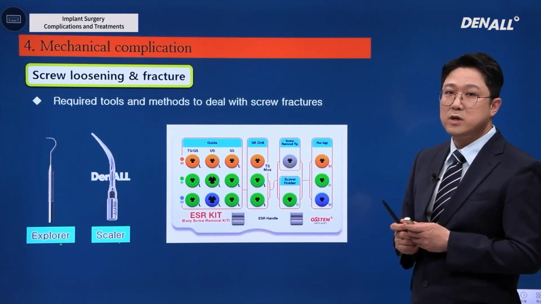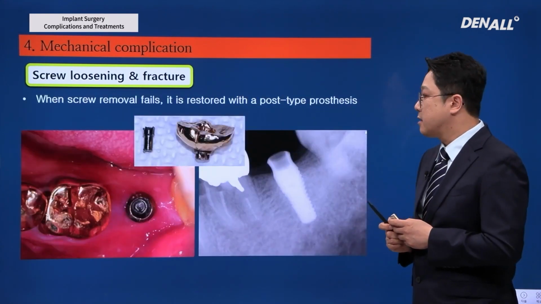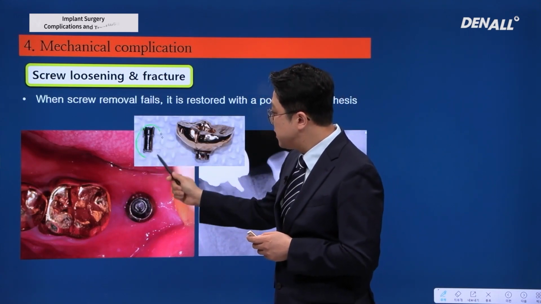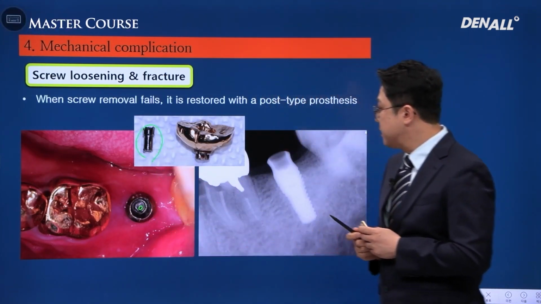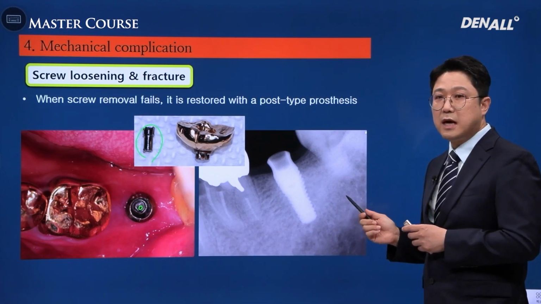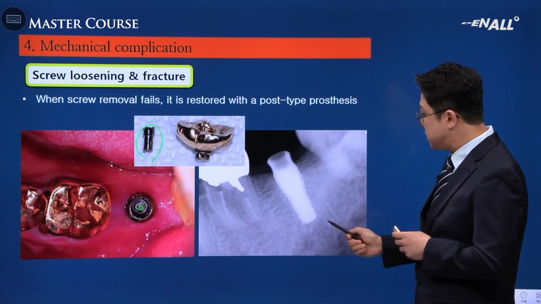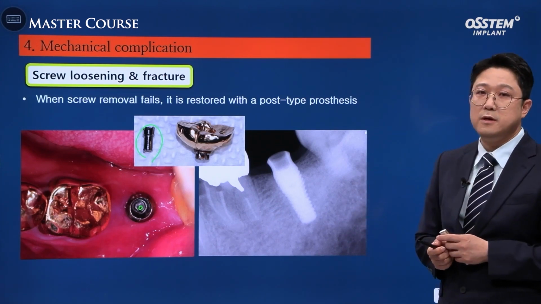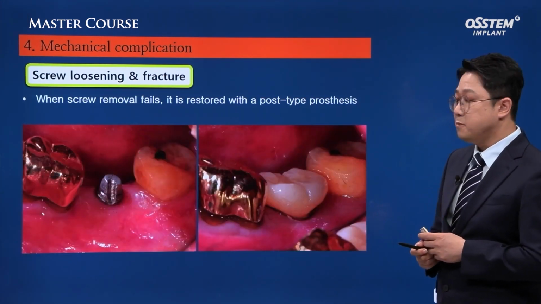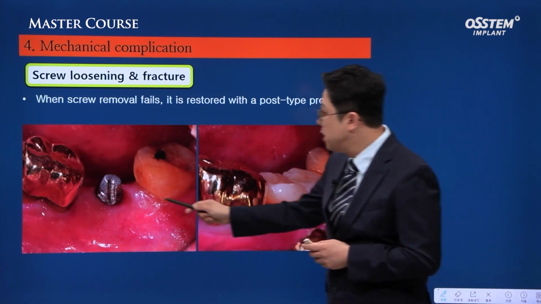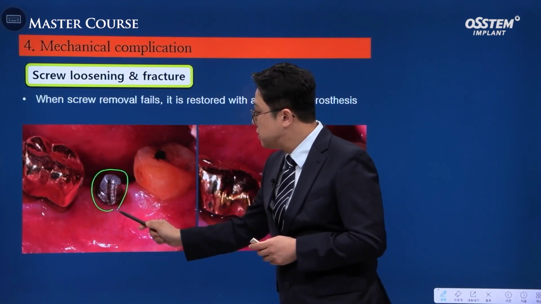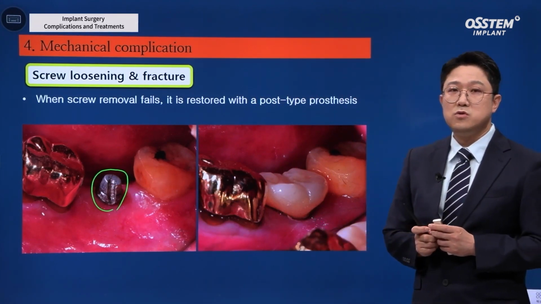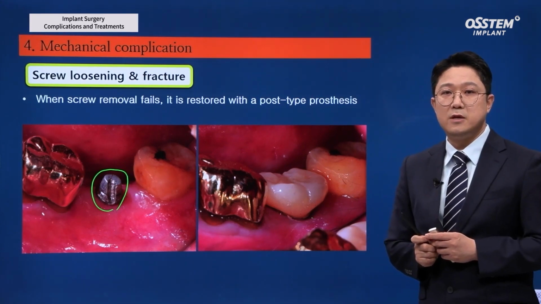I also use the ESR kit. If it cannot be removed, the screw is fractured here, but I could not remove it in this case. Then you have no choice but to remove the implant body, but it was very difficult to do that. The bone amount was very good here. Therefore, the implant screw was ground off. I made it into a post form, and I restored it with a crown. I think this is one of the ways when a screw is fractured.